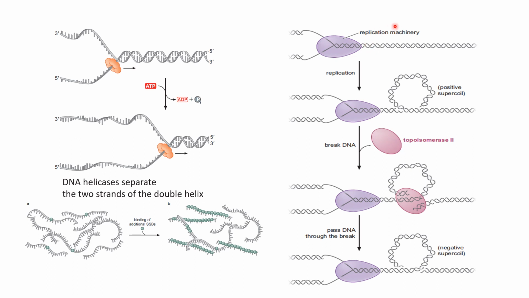Now here there will be a generation of strain as it moves ahead. This strain is then removed by a topoisomerase, by a break in the DNA, and then it passes the DNA through that break. So this topoisomerase, topoisomerase II, helps to relieve the DNA from the strain or tension in the DNA molecule. So we understood the process.